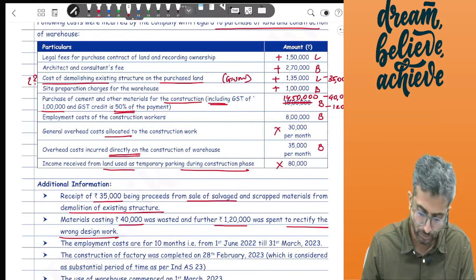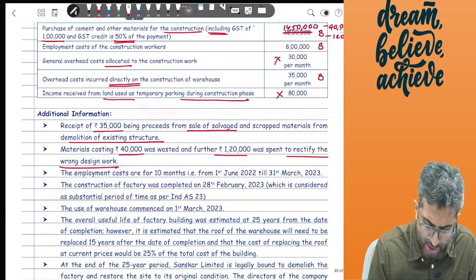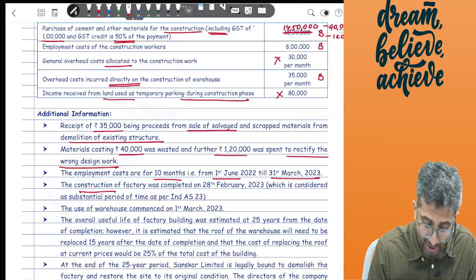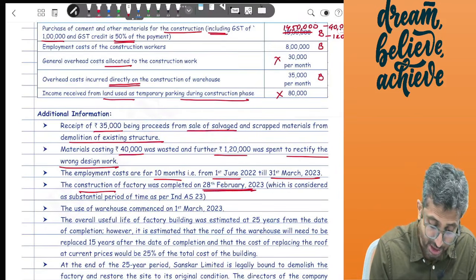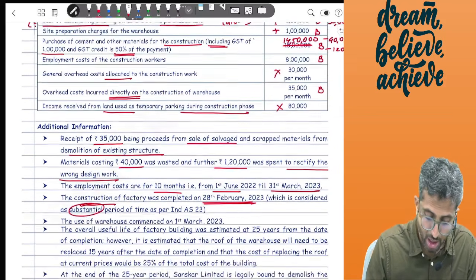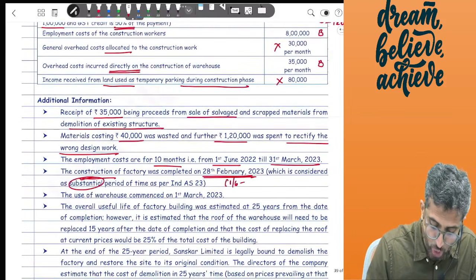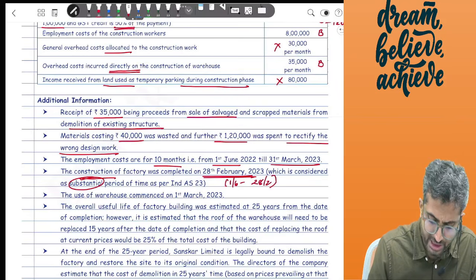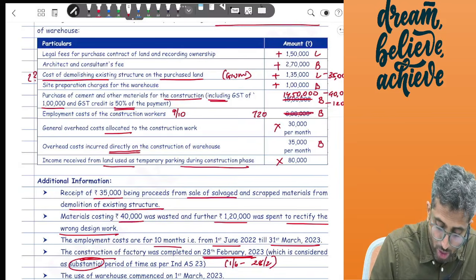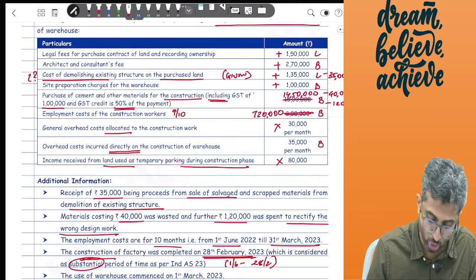Okay. The employment costs are for 10 months, that is from 1st June till 31st March. And the construction of the factory was completed by 20th February, which is considered a substantial period of time as per IND AS 23. So over here, your relevant period is from 1st June to around 28th February, which is 7 plus 2, that is 9 months, whereas employment costs are for 10 months. So this is 8 lakhs into 9 by 10, and hence this will probably come to around 7 lakh 20,000, which will be added into the cost.